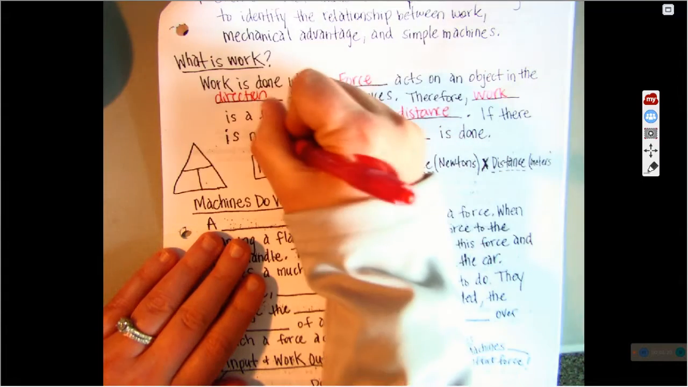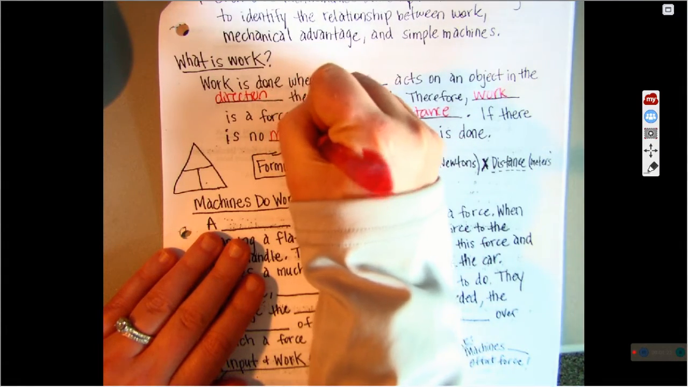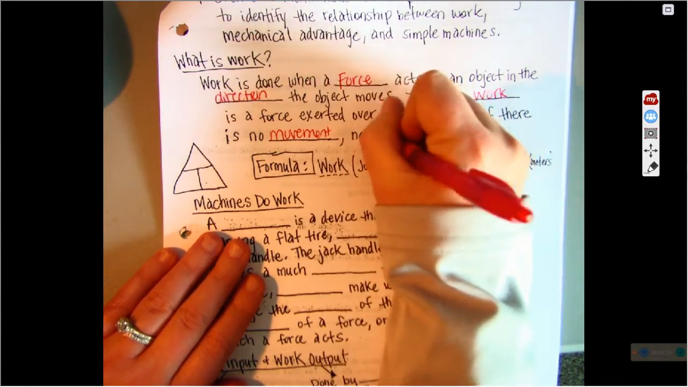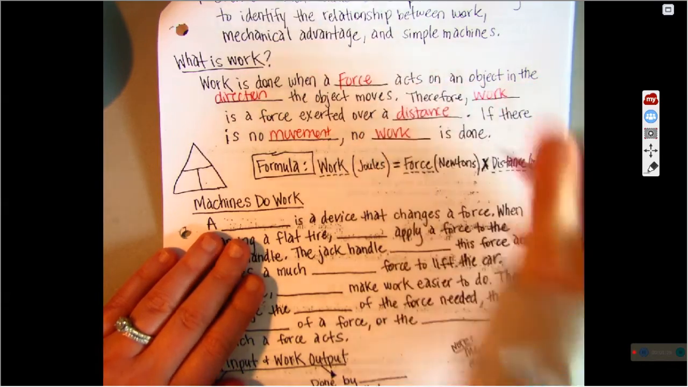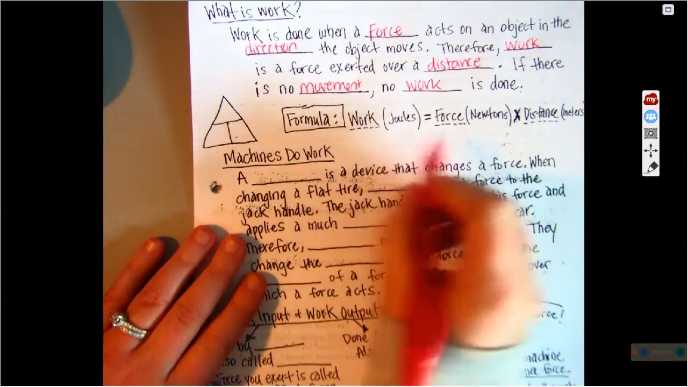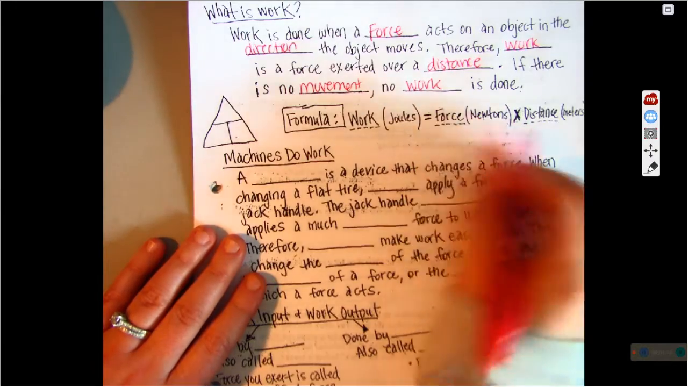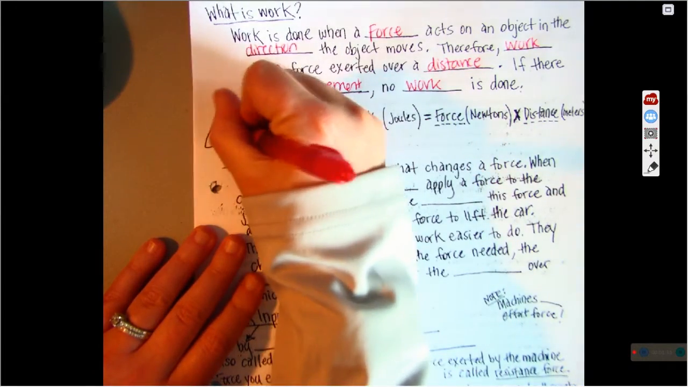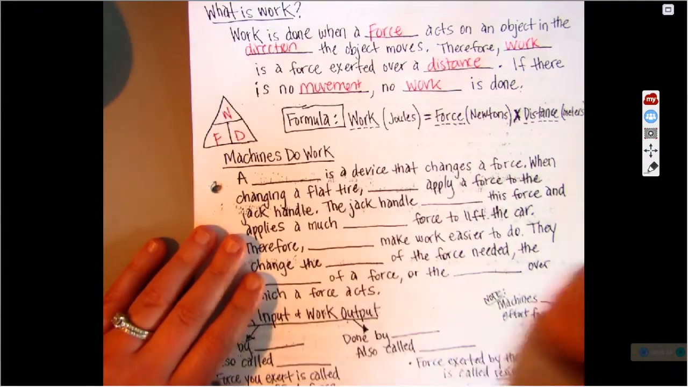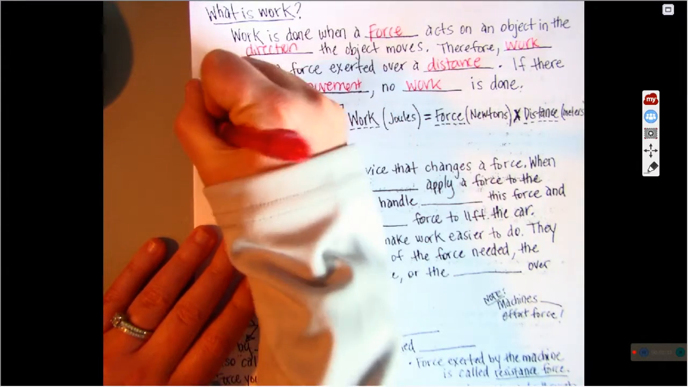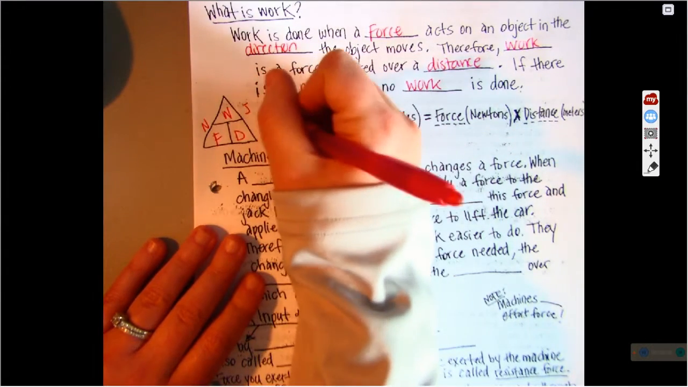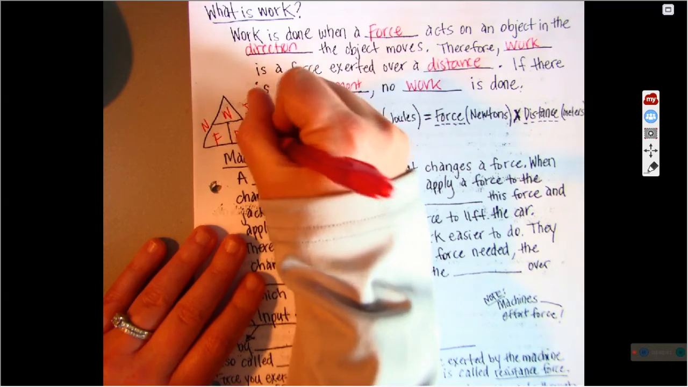Okay, if there's no movement, you have no work done. All right, so the formula for work is work equals force times distance. Since force and distance are multiplied together, they go in the bottom and work goes in the top. Work is going to be measured in joules, force in newtons, and distance is going to be measured in meters.